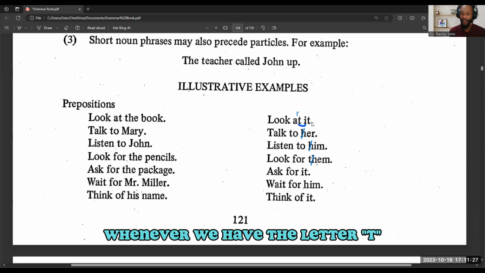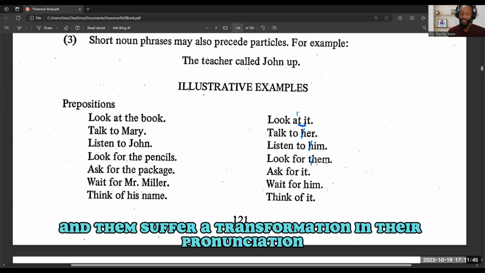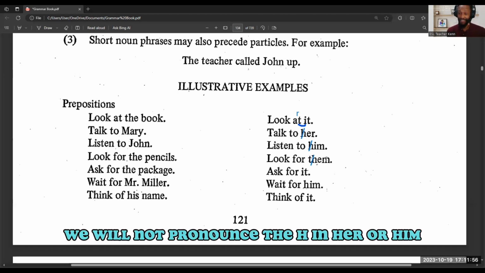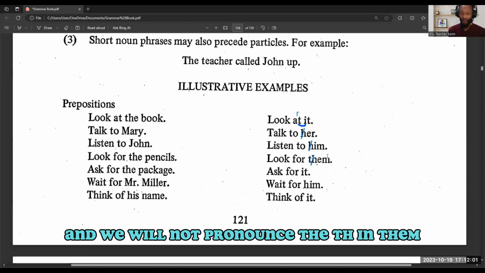Whenever we have the letter T as in Tom between two vowels, it sounds like an R, okay? And also, the pronouns her, him, and them suffer a transformation in their pronunciation when we are speaking fluently. We will not pronounce the H in her or him, and we will not pronounce the TH in them.